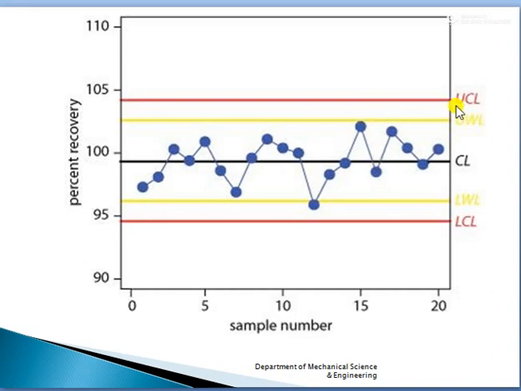The upper line is the upper control limit and the lower line is the LCL, the lower control limit, which represent the computed values of the control limits using different formulas depending on the type of control chart.